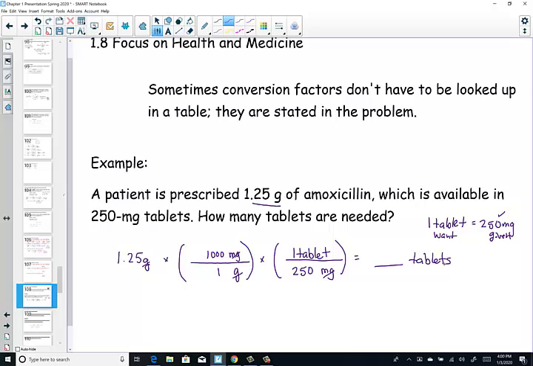All right, 1.25 times 1,000 divided by 1 times 1 divided by 250. And I come up with 5 on my calculator. This person will need 5 tablets. And that sig fig, we can consider sig fig, but it makes no sense. You're going to have 5 tablets. That's what you need to give to the patient for their health care.